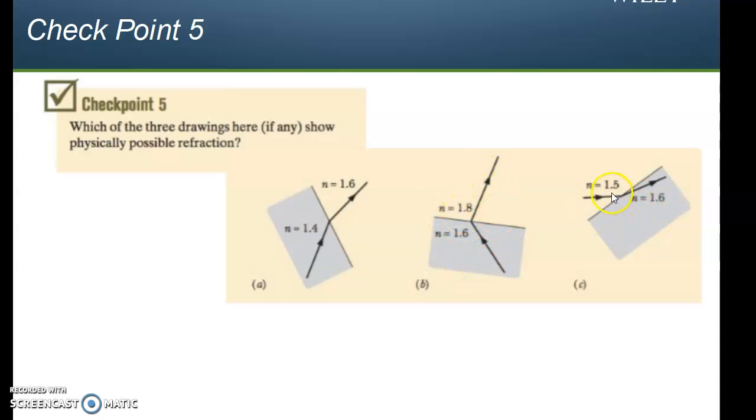And here you've got a lower number. And which way is it bending? It's bending this way? No. It would have to be bent this way. So this is not feasible in something like this. You can't get there from that particular. You can't have that type of refraction there.